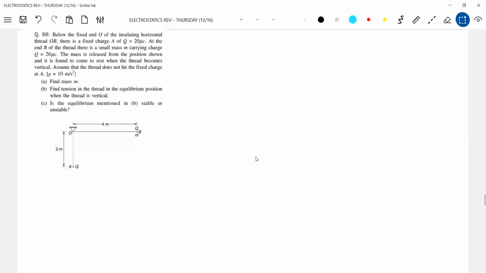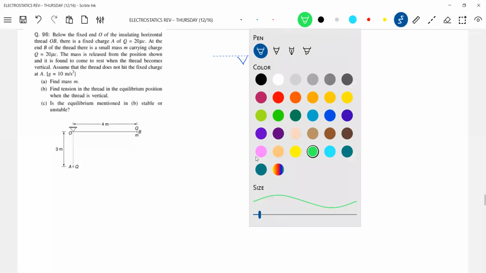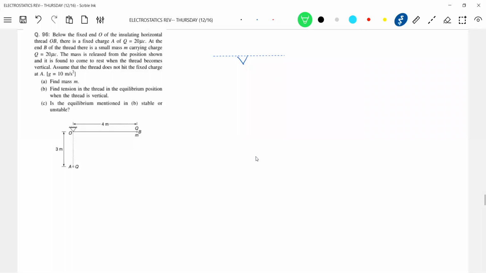The mass leaves from the position shown and it is found to come to rest when the thread becomes vertical. I had to draw the diagram. There's a thread, B, I'll write it. And the other point charge is fixed here. So definitely it should come here. The other point charge, A, should come here.